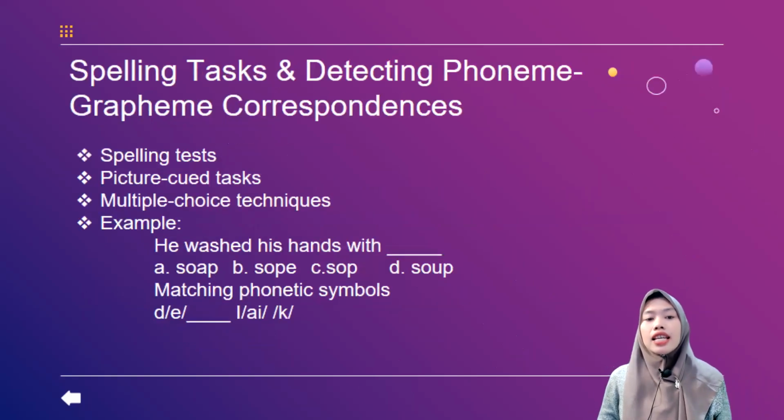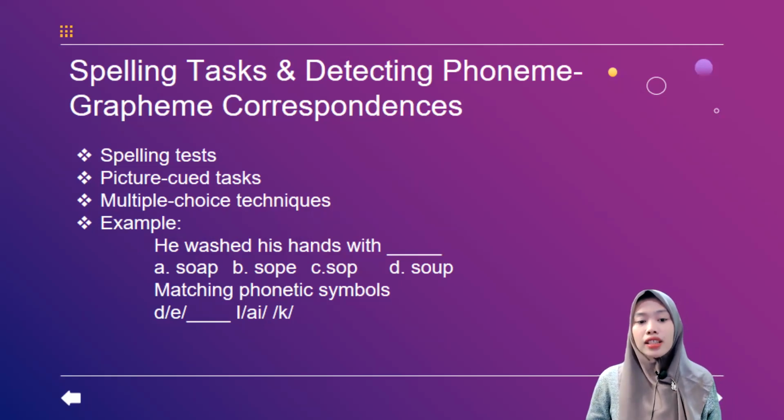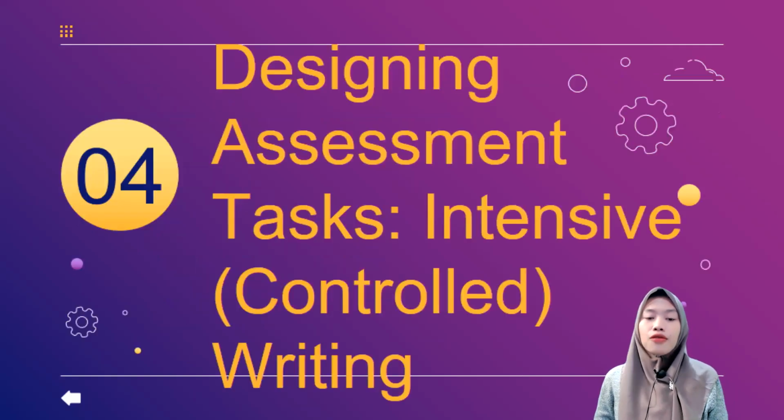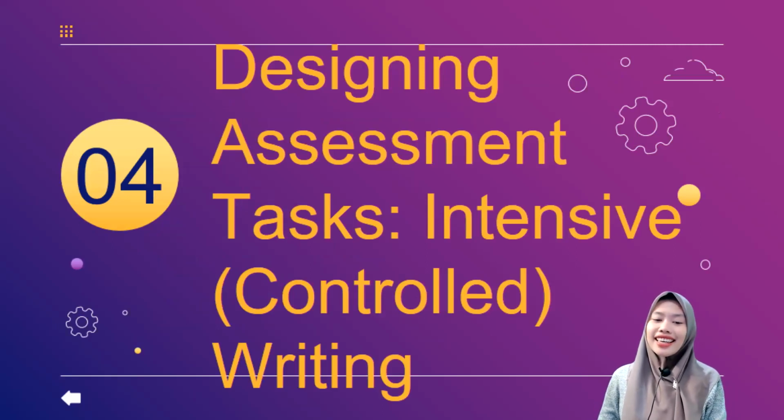Okay, and then next, spelling tasks and detecting phoneme-grapheme correspondences. The first is the spelling test, the second is the picture cue task, and then multiple choice techniques. For example, he washed his hand with A soap, B soap, C soap, and D soup. Matching phonetic symbols. You must choose the answer and then match the phonetic symbol. And the fourth is designing assessment tasks for intensive writing.